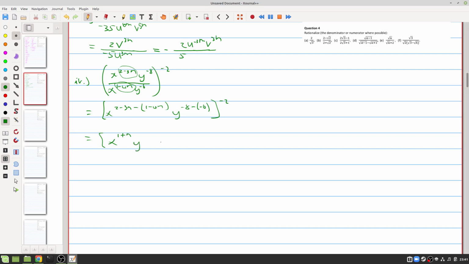Okay, and then for the y's we can do the same. So negative 8 minus minus becomes plus. Negative 8 plus 6 is negative 2. All of this is still to the power negative 2.